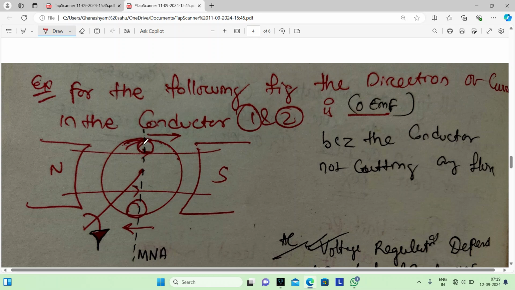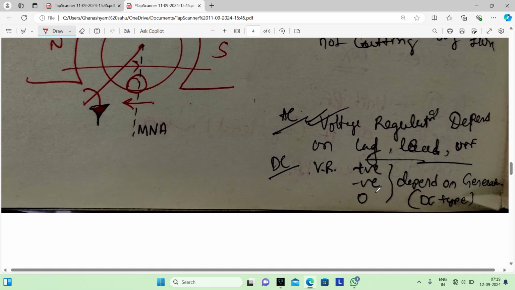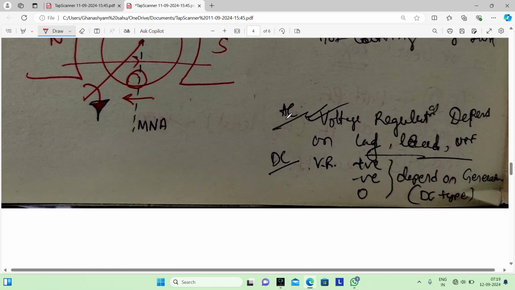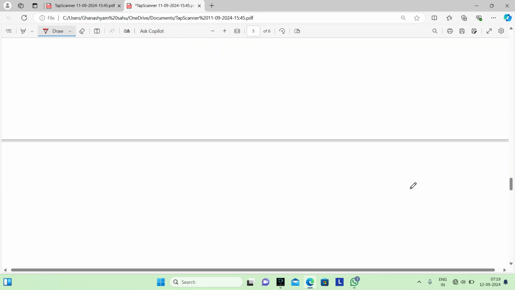So this conductor is placed on the magnetic neutral axis. Whenever the conductor is placed on the magnetic neutral axis, no EMF will be generated. That's why zero EMF will be generated in the first and second conductor, because the conductor is not cutting any flux. Okay, so remember another two things. In AC, voltage regulation depends upon the lagging, leading and unity power factor, but in the DC case, voltage regulation is positive, negative or zero, depending upon the type of DC generator.